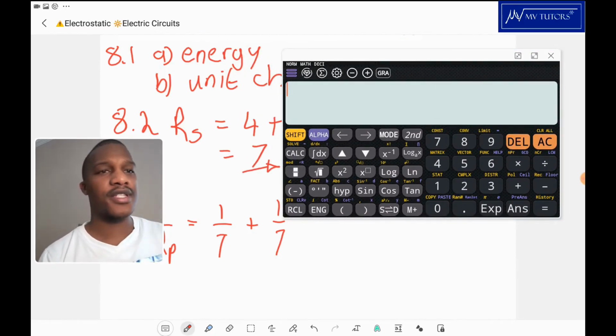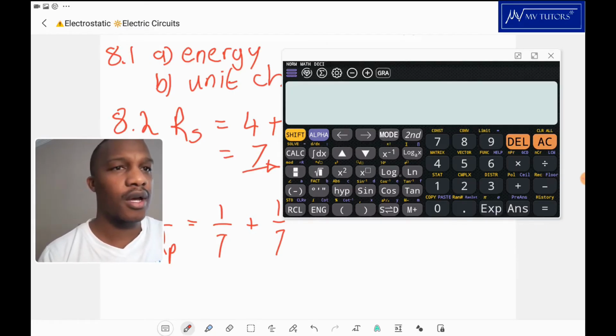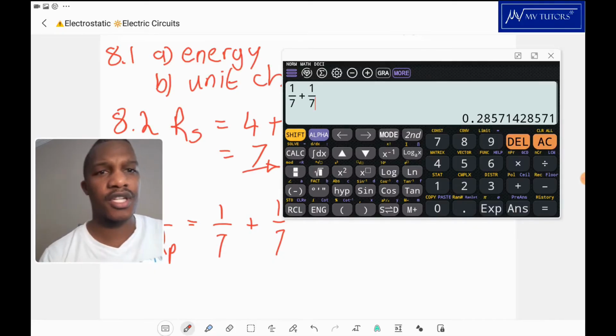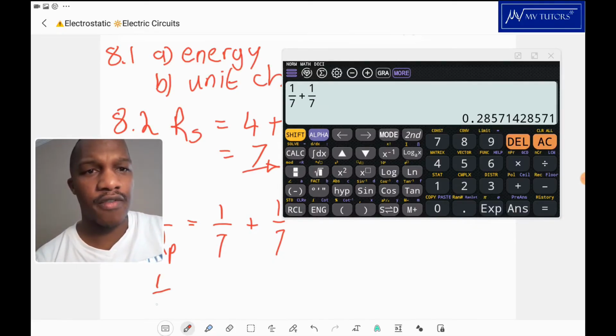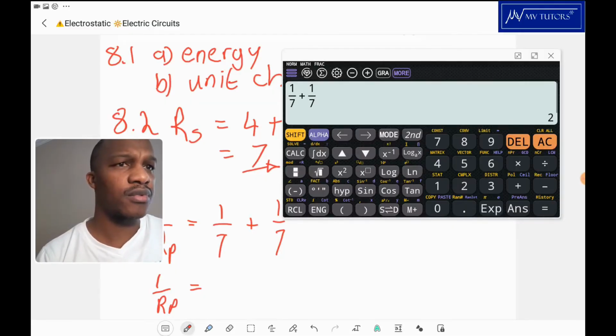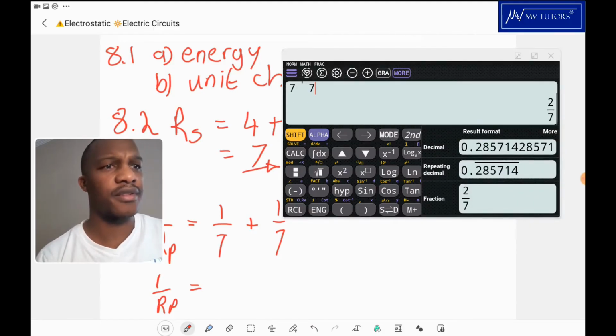So we've got 1 over 7. Let's put fraction 1 over 7. We've put 7 down there. We'll go to the side, plus put the fraction again, 1 over 7. Okay, so check this out. We get that 1 over Rp is equal to, I wonder if I can put it in fraction form. That's 2 over 7.